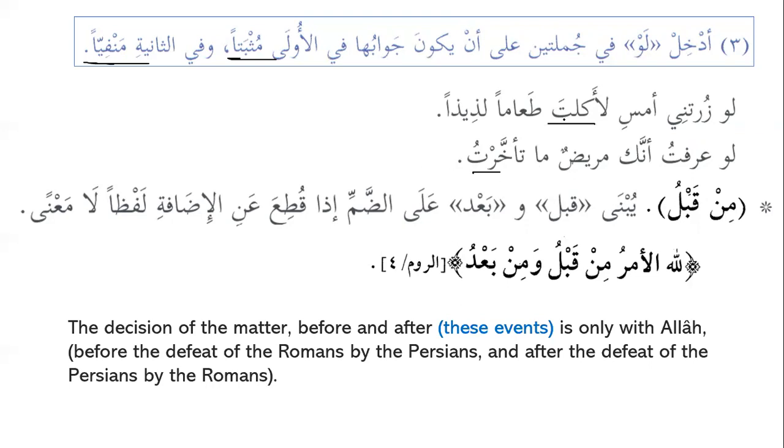So now you can see that this part, جواب الشرط, here is positive. That's why we have la with that, and here it is negative. That's why we have no la with that. So this part is done, the conditional part.